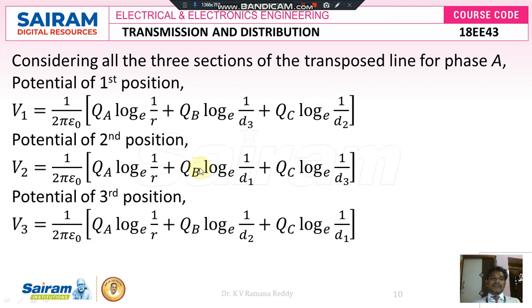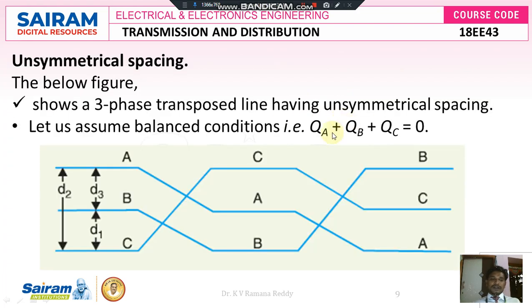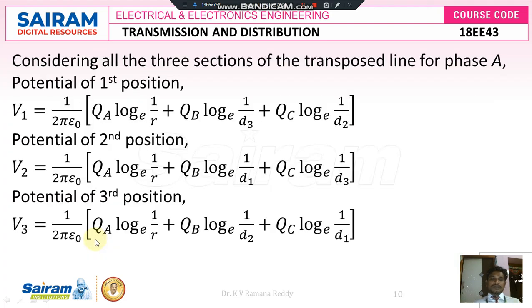For a transposed line, the voltage at position 1, V1, is equal to 1 by 2 pi epsilon naught, QA into ln of 1 by r plus QB into ln of 1 by d3 plus QC ln of 1 by d2. Because here conductor A to B is d3, conductor B to C is d1, I have taken this equation. So what about the potential at the second position? V2 is equal to 1 by 2 pi epsilon naught, QA into ln of 1 by r plus QB ln of 1 by d1 plus QC ln of 1 by d3.